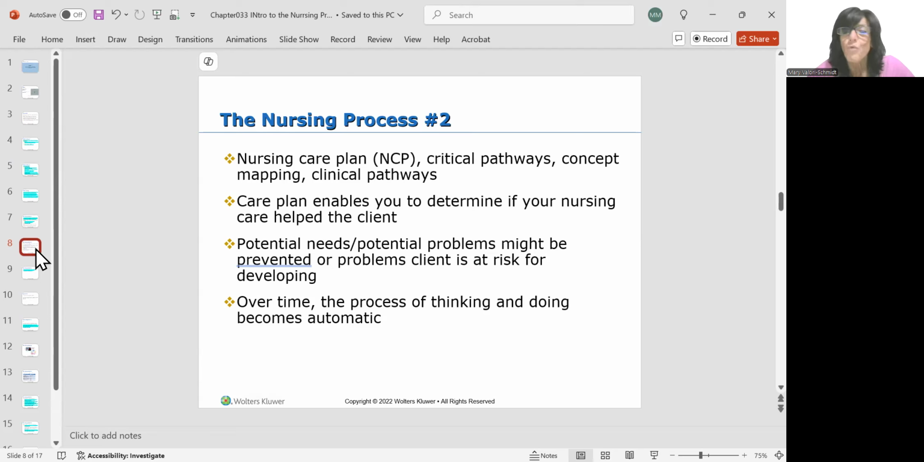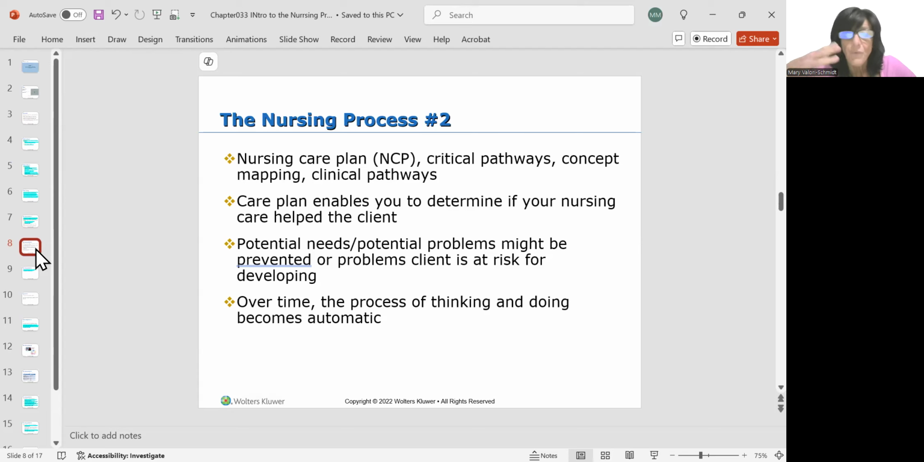These are all written versions of that process of identifying a problem, coming up with some kind of a diagnosis and then a possible solution, implementing it and evaluating it. Okay. So the care plan enables you to figure out if what you did for your patient helped. There can also be possible needs or potential problems, like maybe somebody's at risk for developing compromised skin integrity. So, what can you do to not let that happen?